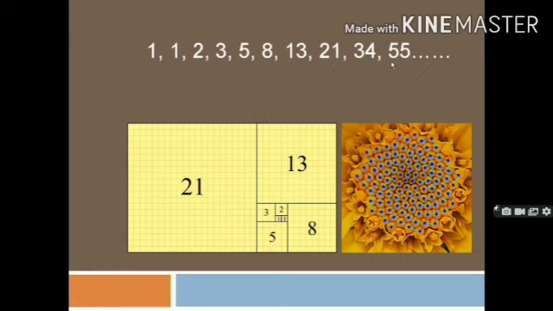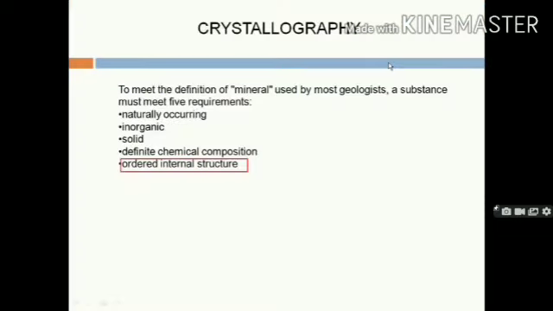So why is this pattern recognition so important for crystallographic purposes? To understand that, we must understand the definition of mineral first. So for a material to be classified as a mineral, there are 5 basic requirements that must be fulfilled. These are: the mineral must be a naturally occurring inorganic solid, it must have a definite chemical composition, and most importantly, it must have an ordered internal structure. So in crystallography, we are concerned about this ordered internal structure. We will study it.